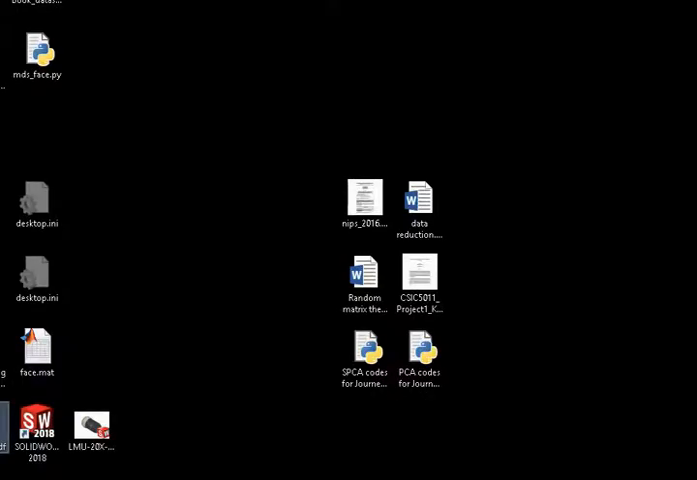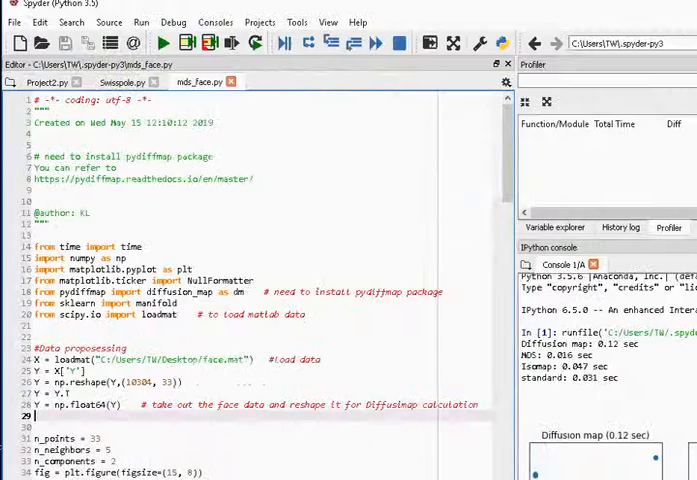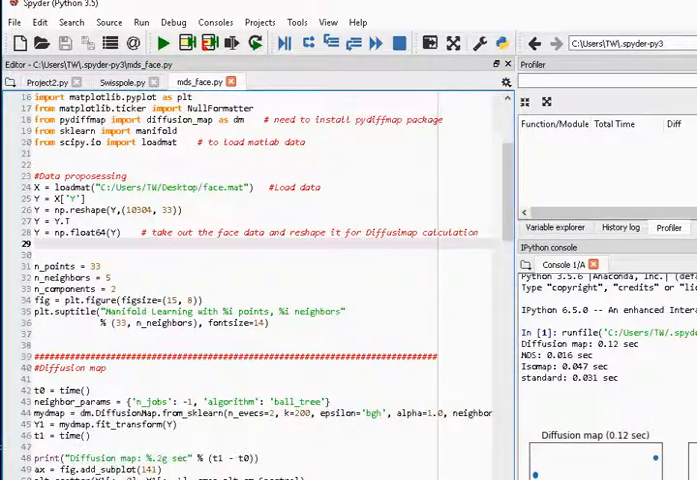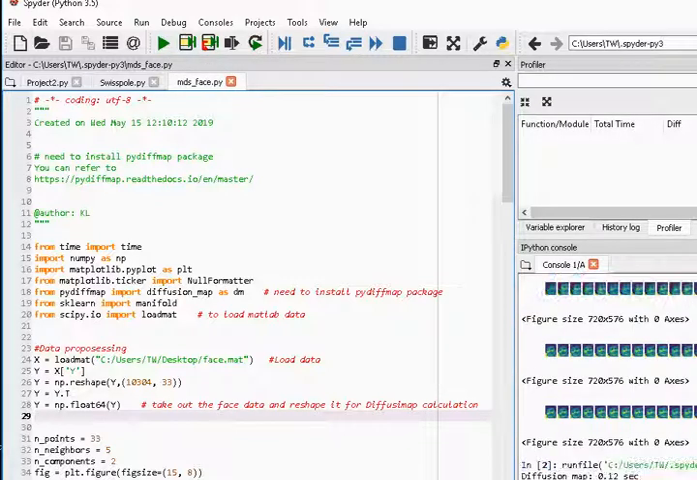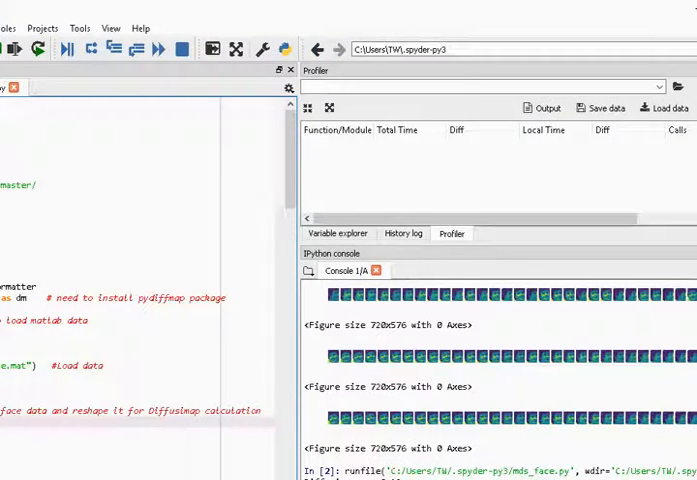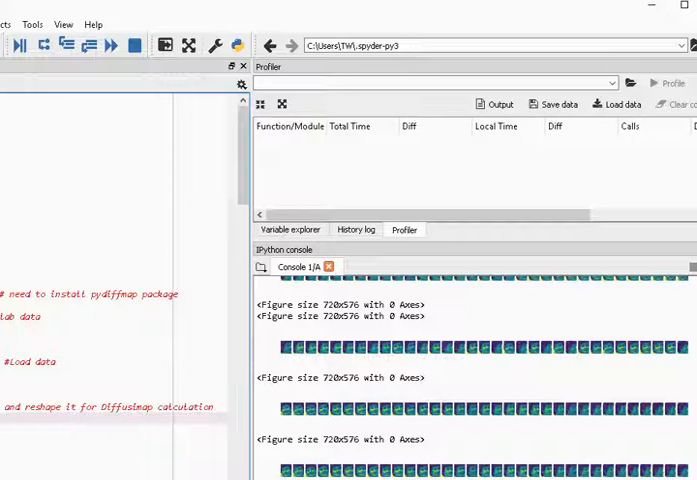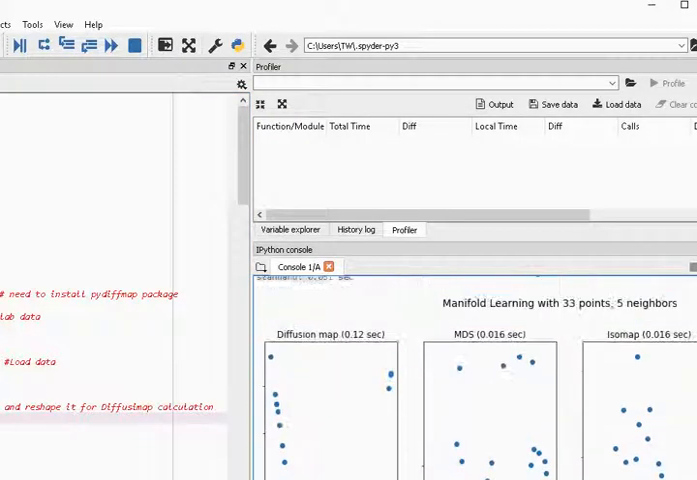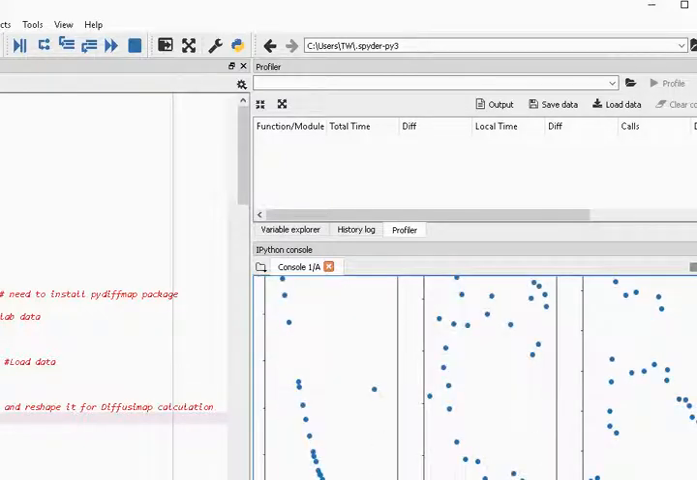Let's look at the Python code here. This is the original Python code I wrote for the calculation. Now we execute it. You can see we get the following result, the calculation time of the 4 methods, and the graph I showed in the paper.